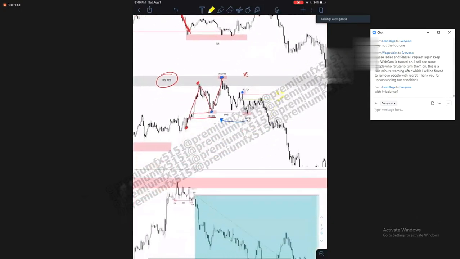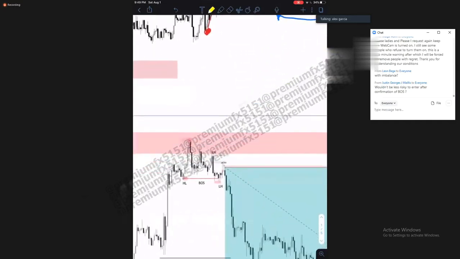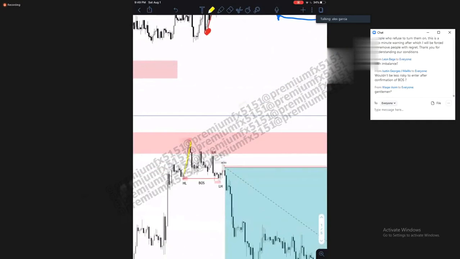So when you see the full perspective of it, what do you see? You see the market on a higher time frame came and tapped my monthly point of interest.